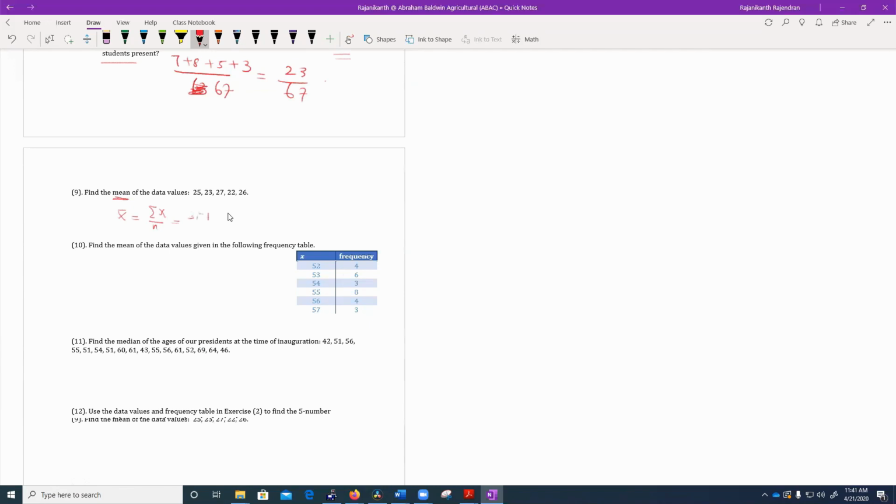So that is 25 plus 23 plus 27 plus 22 plus 26. Then divide by how many data values? 1, 2, 3, 4, 5. And find the answer to one decimal place. 24.6. Okay, this is one way, but you could use the calculator.